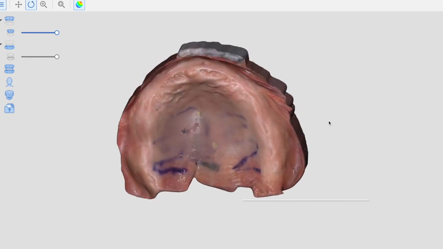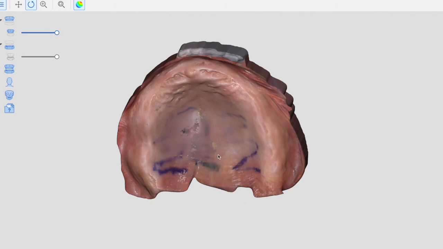Then the palatine fovea. So you can see right here, this is the palatine fovea, an indentation near the midline of the palate formed by a coalescence of several mucous ducts, and a very important anatomical landmark.